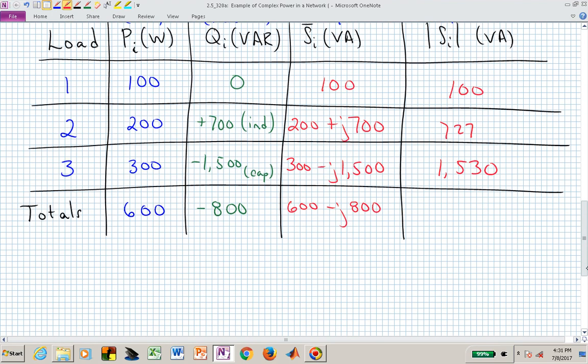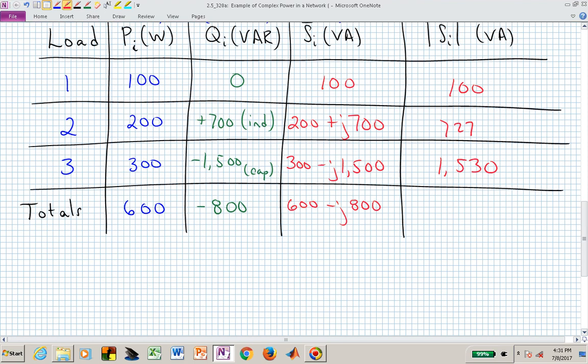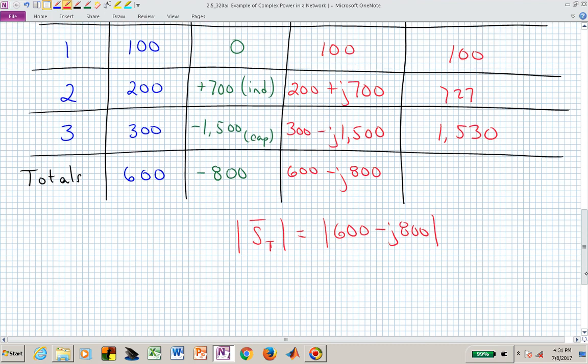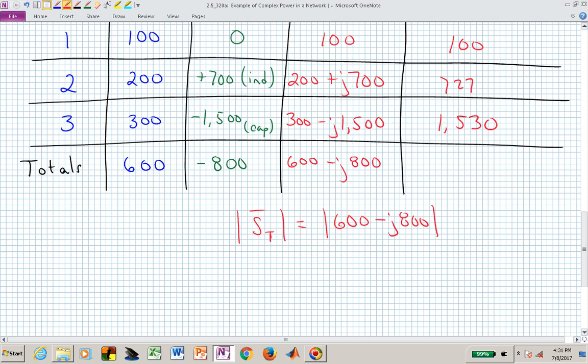From that column on the far right and this total, you can now see that if we computed the apparent power of the total of the three loads, we would be looking at the magnitude, or the hypotenuse, of a triangle that has one side 600 and another side 800. I think it's clear that that ends up with our apparent power of the total being 1,000 volt amperes.